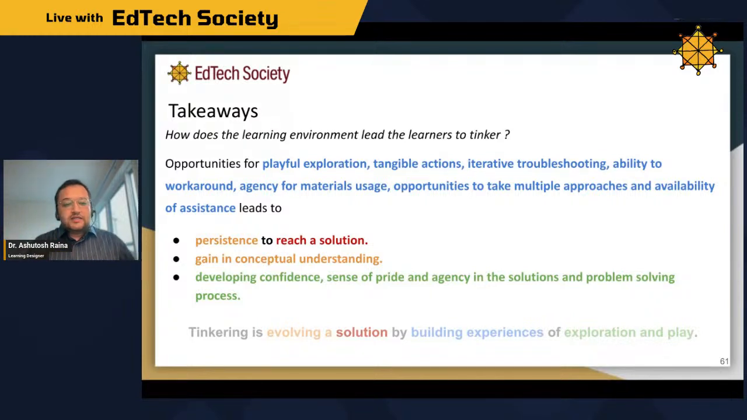And when we look at this data, we are also able to get to know more about how learning is happening. So coming to the takeaways: how does a learning environment lead learners to tinker? If the learning environment provides opportunities of playful exploration, tangible actions, iterative troubleshooting, ability to work around, agency of material use, which is basically allowing you the freedom to use material the way you want, and opportunities to take multiple approaches with availability of assistance, we see that learners persist to reach solutions, they gain conceptual understanding, and they develop confidence, a sense of pride and agency in solving the problem.